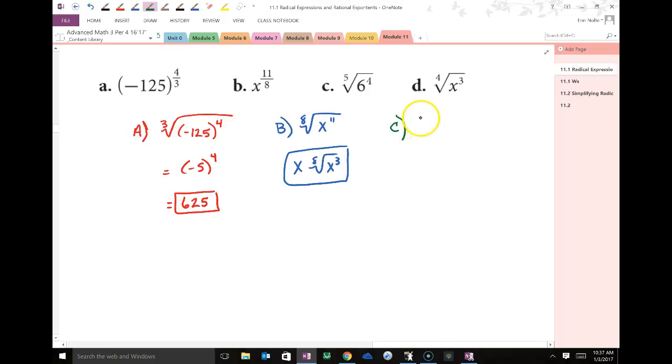6 to the what? To the 4/5. Okay, and all I would do at this point is, can I reduce the exponent? No. You can leave it that way.